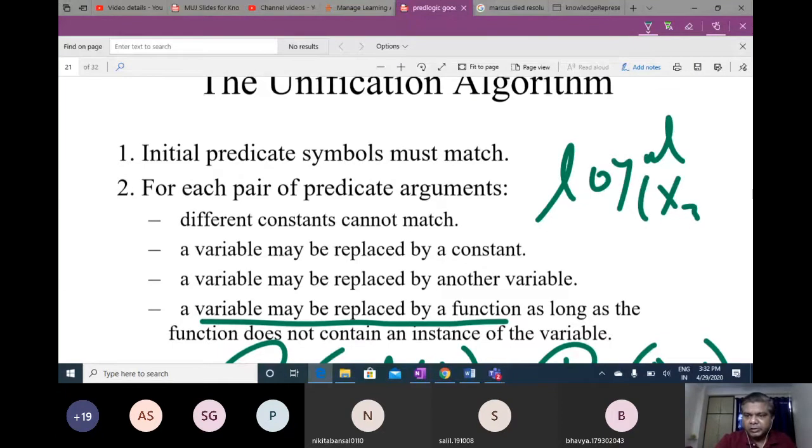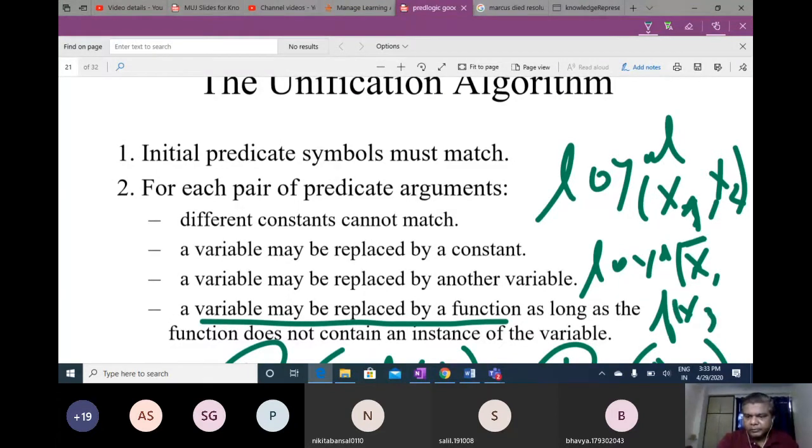Suppose in one term we have loyal to x3, x2, or x1, x2, something like that, loyal to x1, x2, and another is loyal to x1, fx3. If that is the case, then we can replace fx3 by x2 and continue. Both of them will be the same.